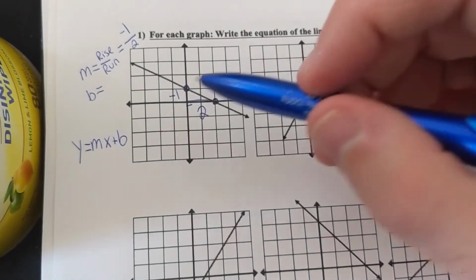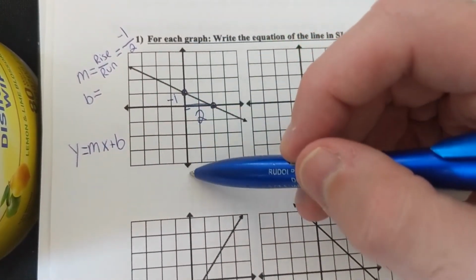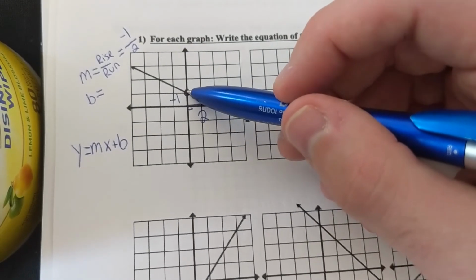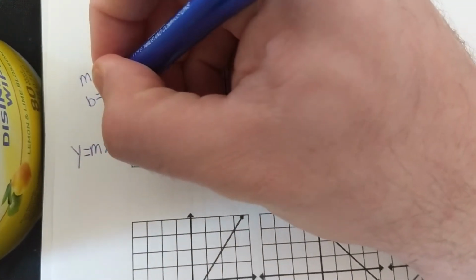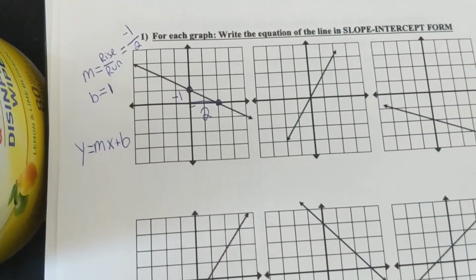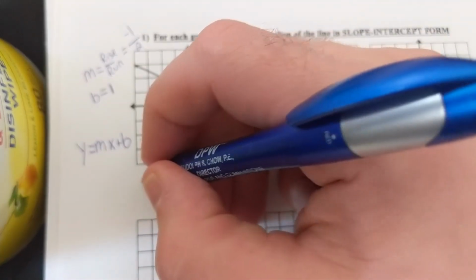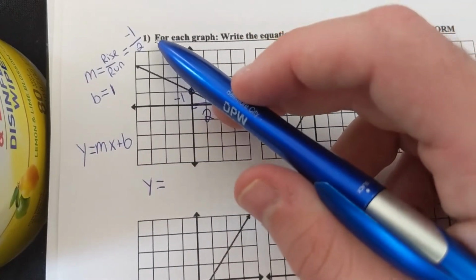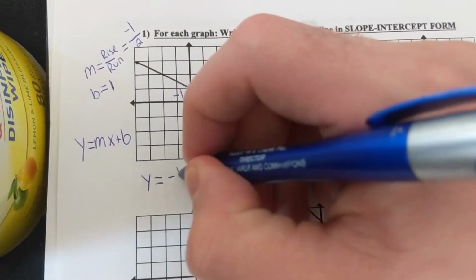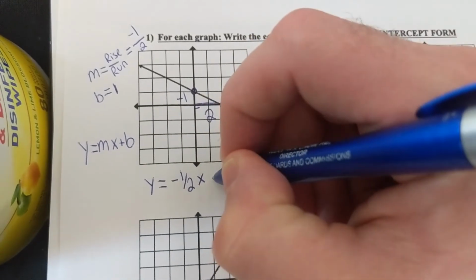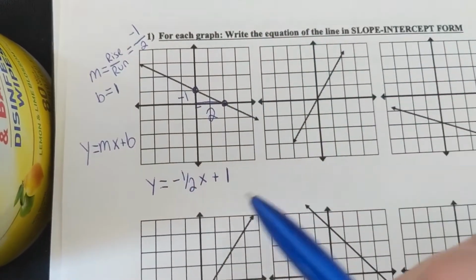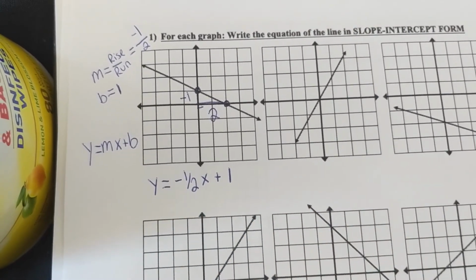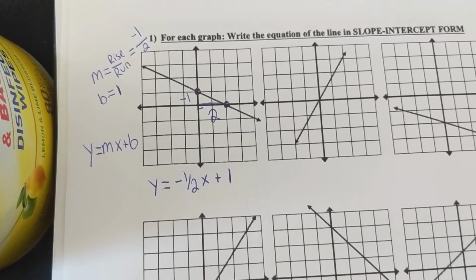Our y-intercept, it crosses the y-axis above the origin, so this is positive, and it crosses at positive 1 here. So if I'm going to write my equation out, we should have y equals, and then our slope times x, our slope, or our m value, is negative 1/2 x, and then plus our y-intercept. Our y-intercept is 1.